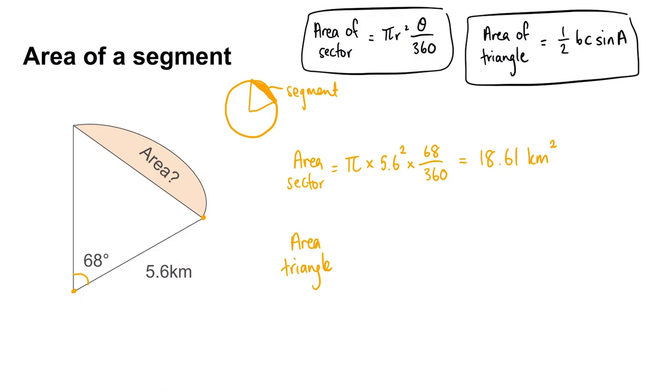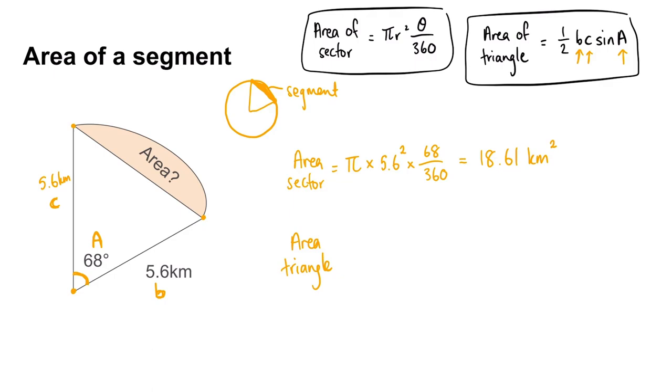Because my rule for the area of a triangle tells me that I need to have b and little c, so two side lengths, and an angle, capital A. So this is the angle that I know. I'm going to call that capital A, and then little b and little c would be on this side. Now there's no number marked there, but I know that is also the radius from the middle of the circle out to the edge. That's going to be 5.6 kilometres as well. So I do have a number there for little c.